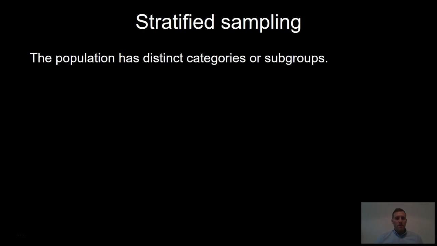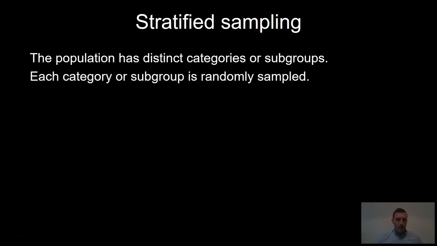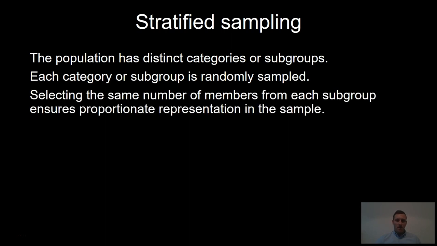So let's look at stratified sampling. When the population has distinct categories or subgroups, the population can be organized into categories or subgroups. Each category or subgroup is sampled independently, and individual members are randomly selected from the subgroups. Every member of a subgroup has the same chance of being selected. Selecting the same number of members from each subgroup ensures a proportionate representation in the sample.